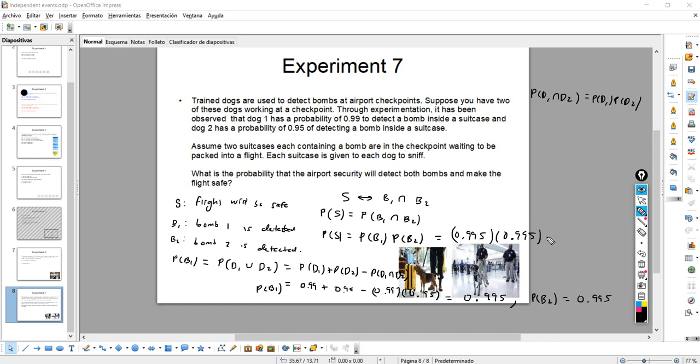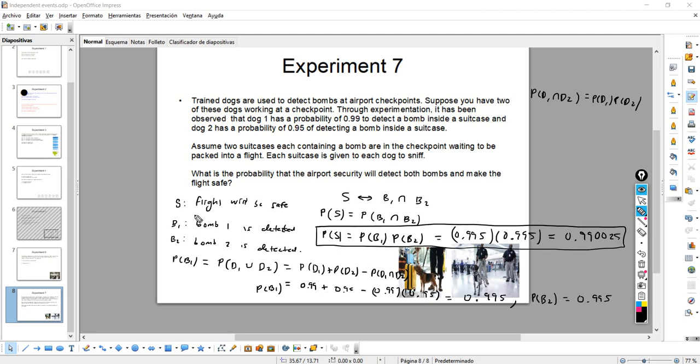We're gonna get a probability of 0.990025, and that's the probability that we were looking for. So the probability of the flight being safe in this case, in other words, the probability of detecting both bombs by the dogs, will be 0.990025, and that settles the whole thing.